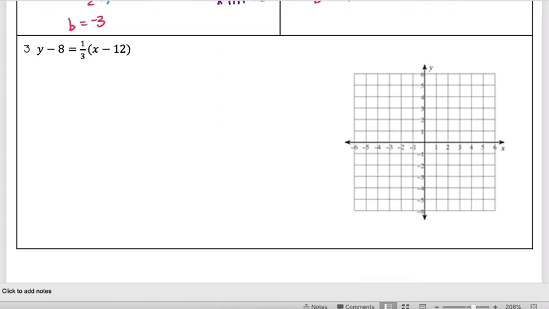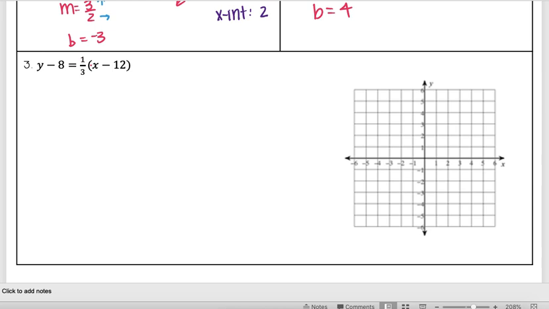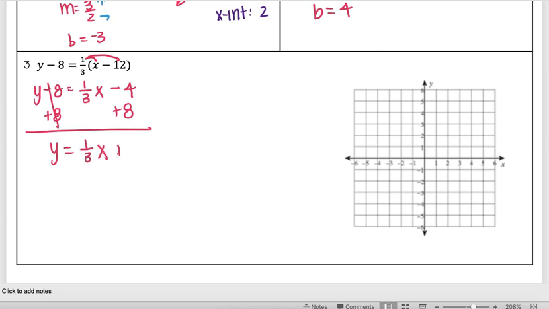Okay, now let's look at this last one. So this last one looks a little more difficult, but it's not going to be bad. So again, I'm going to put this in slope-intercept form first. I see I have this number outside of parentheses, so my first step is I'm going to go ahead and distribute. So 1/3 times x, I just get 1/3 x. 1/3 times negative 12, I get negative 4. And then my last step, I'm going to go ahead and add 8 to both sides. So I get that y is equal to 1/3 x plus 4.